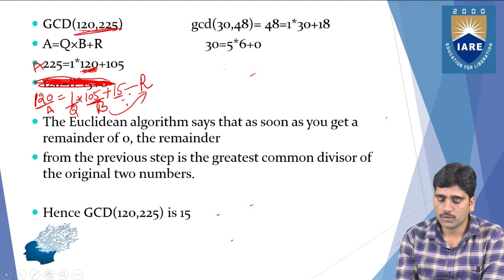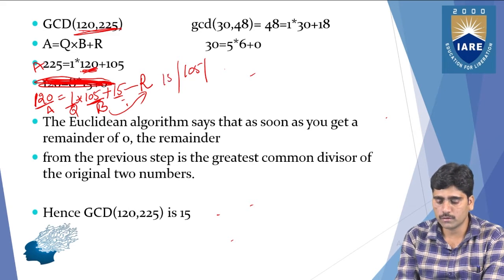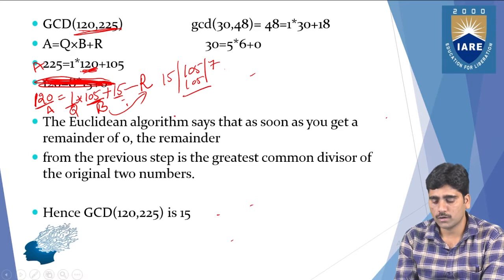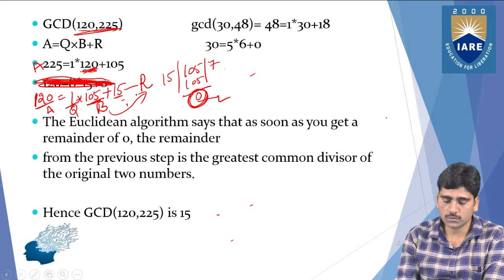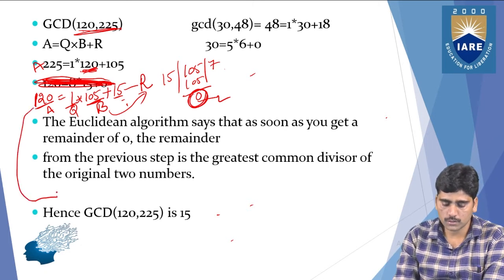So what is the value of B? 105, right, and the remainder is what? 15. So 15 times 7 is 105, so the remainder gets 0. As soon as the remainder gets 0, we take the previous step. So you can write this statement. Continuing this statement, write 105 equals to.